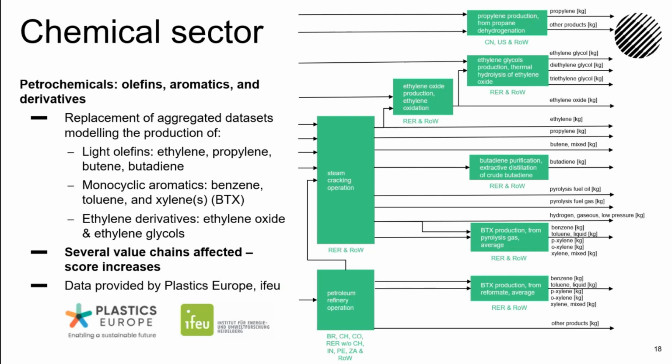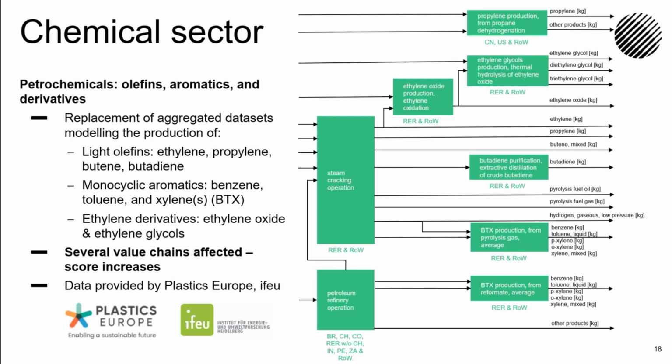We have introduced the activities shown in the diagram presented here, with the exception of the petroleum refinery operation indicated in the lower left corner, which was already present in previous versions of the database. For the sake of simplicity, the intermediate products are not shown on this diagram. What you can see are all the final outputs of the different activities. You can find a more detailed version of this diagram in the report of changes.